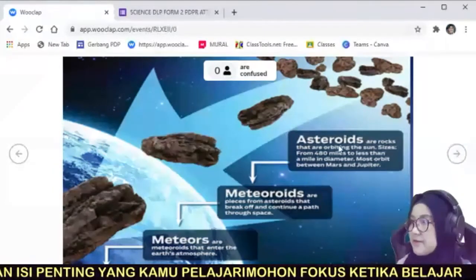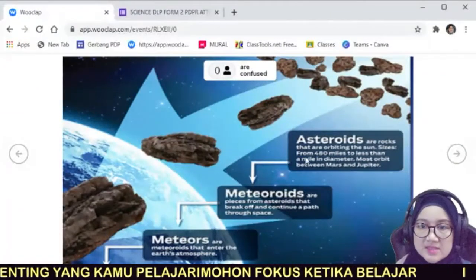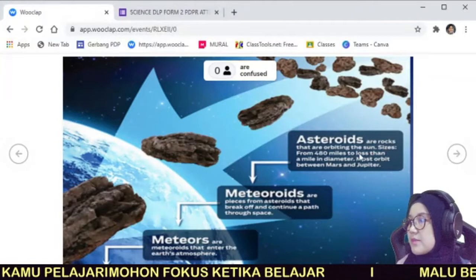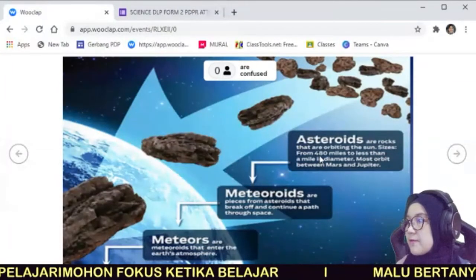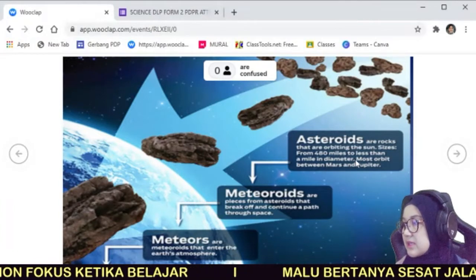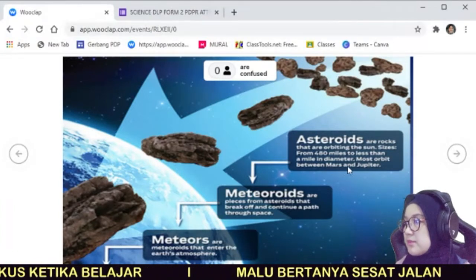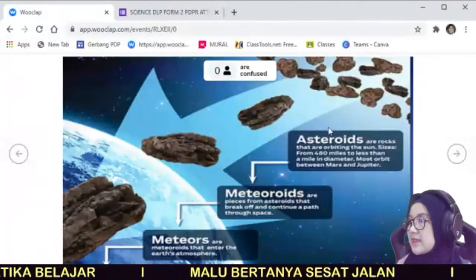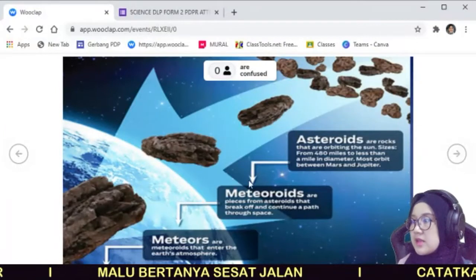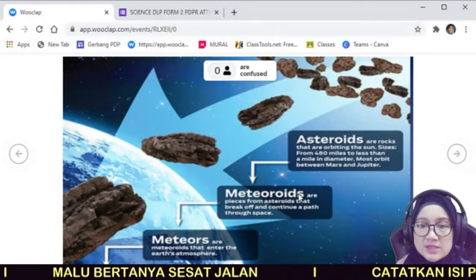Okay, start from asteroid, the biggest one. Asteroids are rocks orbiting the sun, with sizes from 480 miles to less than a mile in diameter. Most orbit between Mars and Jupiter. And then when they become smaller parts or fragmented, they become meteoroids. So what is a meteoroid?